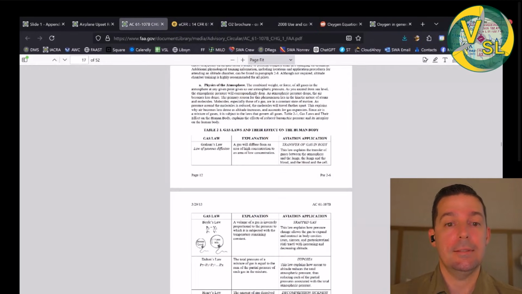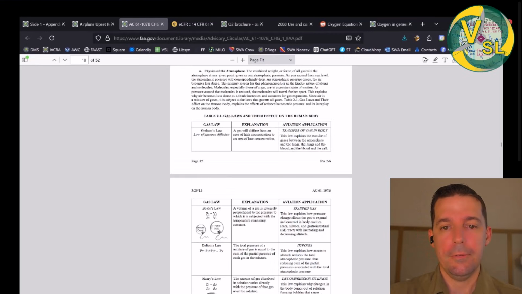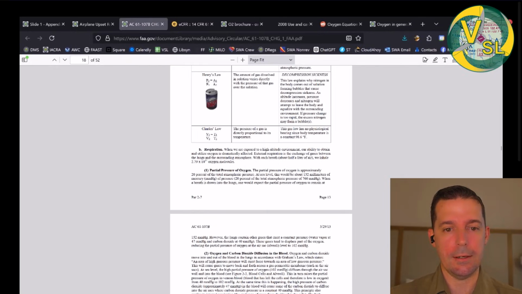And that's what this table here, this section starting on page 12 in the advisory circular, is talking about: your different gas laws, their aviation applications, so your trapped gas, your hypoxia, your decompression sickness. All of that is talked about in this table here. So it's actually a good way to set up a ground lesson and study all of these specific phenomena that you need to know. So let's talk about the partial pressure of oxygen, because I've already touched on that kind of anecdotally. So here's where I'd go for the source data here.